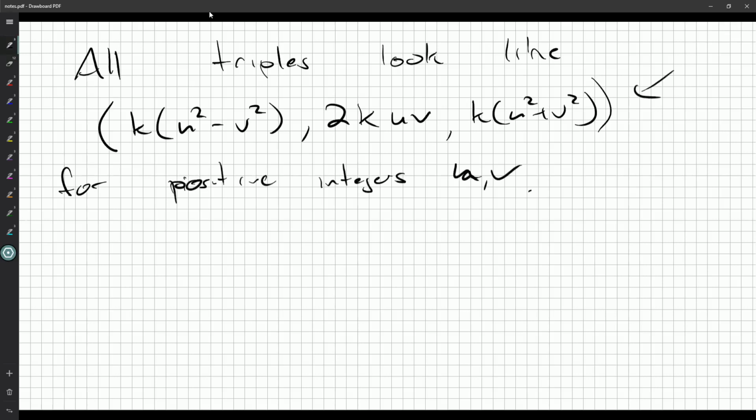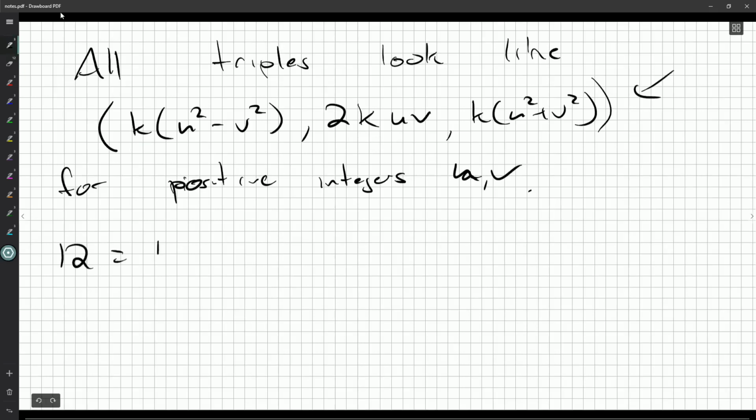You can get overlaps. I think there's a form where you will write out all the primitive ones, the ones that don't have a common factor. That's what this k is for, to ensure that you get all the multiples. But I think this is all we need. So every Pythagorean triple looks like this.